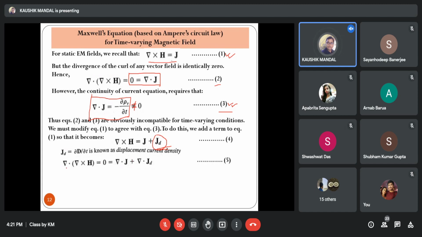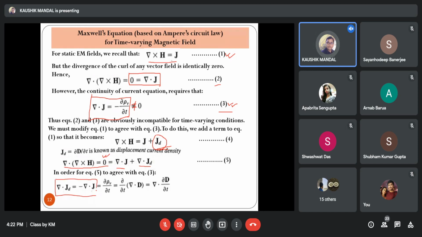Now in the same way, if we take divergence on both sides of this equation 4, divergence of curl of H, as per the basic vector law, will be 0. On the right hand side it becomes divergence of J plus divergence of JD. So if divergence of J plus divergence of JD equals 0, that means we can write the relation between divergence of JD and divergence of J, that is divergence of JD equals minus divergence of J.